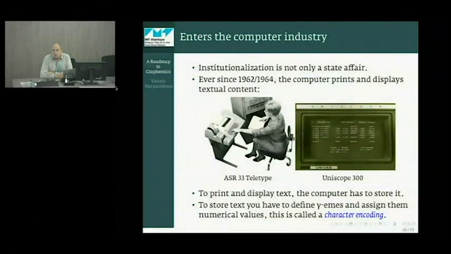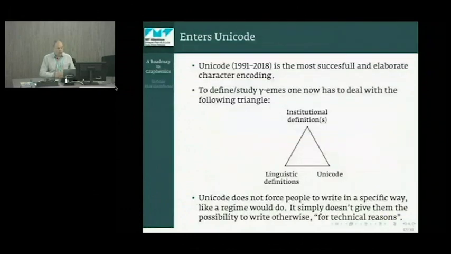You maybe do not know it, but that's what you are doing. And the computer does this by assigning numerical values, and this is what we call a character encoding. And Unicode is the most successful, this is undeniable, and also the most elaborate character encoding. So this means that to study graphemes, you need to confront this triangle.